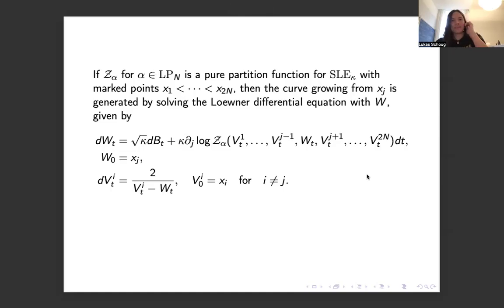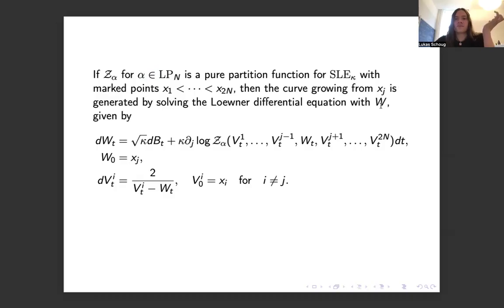So now we get to why I actually listed these axioms and want the notion of a pure partition function for SLE kappa. Because if we fix points x1 through x2n, then we want to construct a multiple SLE kappa with these points x1 through x2n, and we want it to have this link pattern alpha.